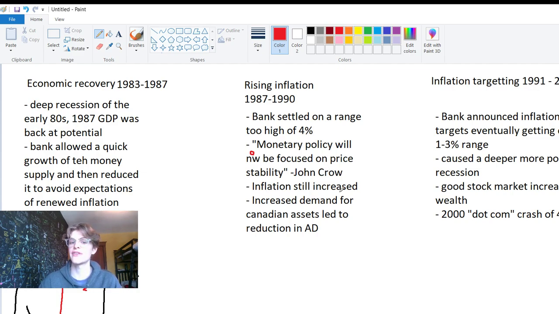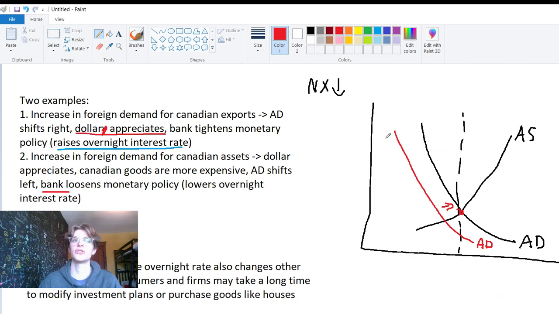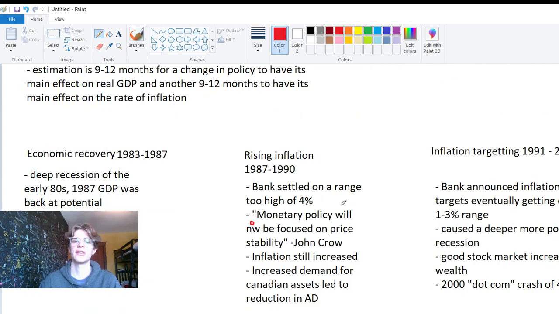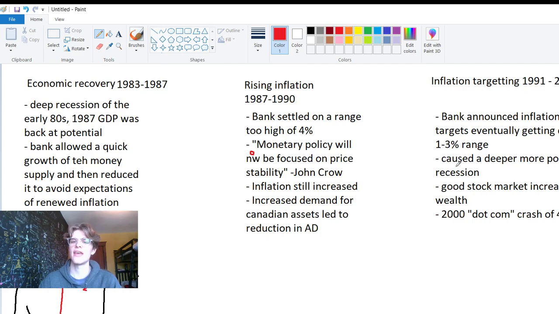But inflation still increased up to 5%, and there was an increased demand for Canadian assets, which led to a reduction in AD, as we saw here. So that put us in a weird spot. And then between 91 and 2000, they decided to lower inflation. They started with 5 to 3, then went to 4 to 2, and eventually got down to a 1 to 3% range. This caused a deeper and more prolonged recession because they were going so far down.